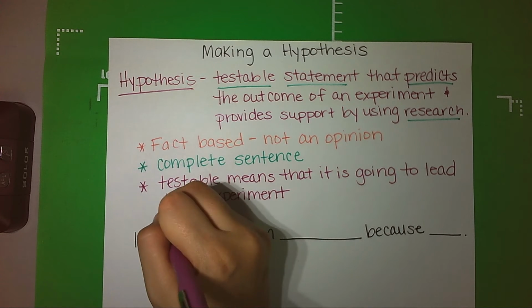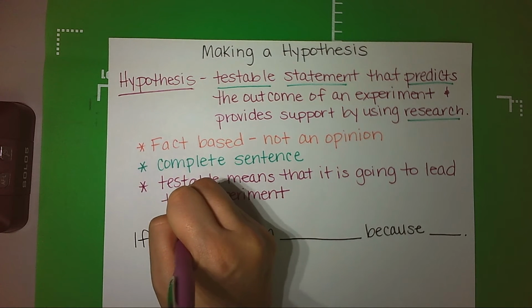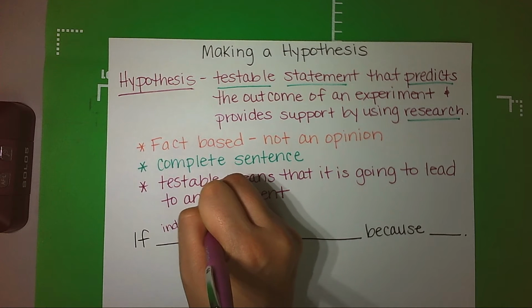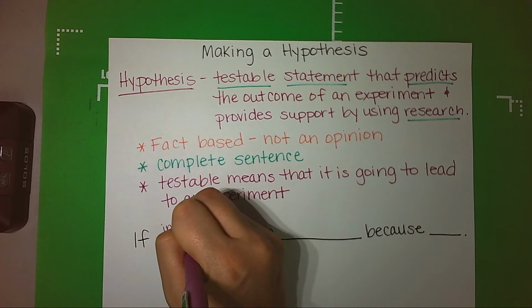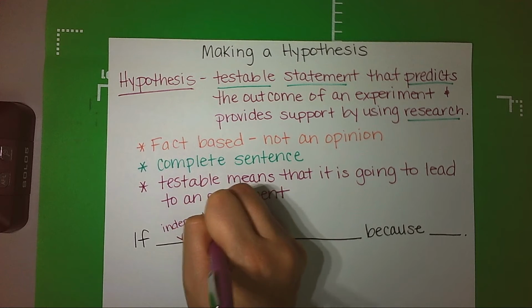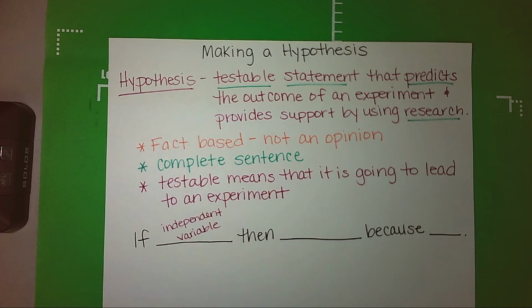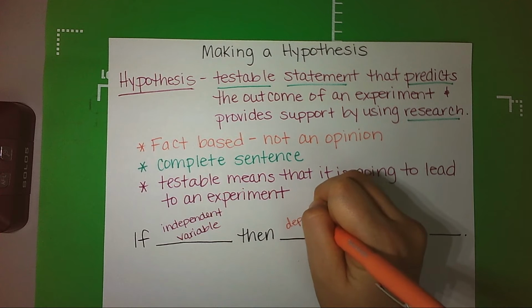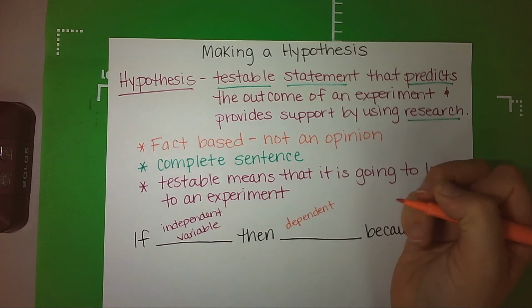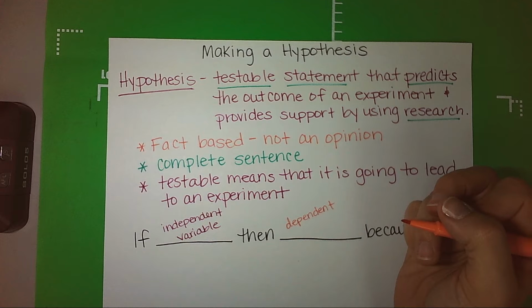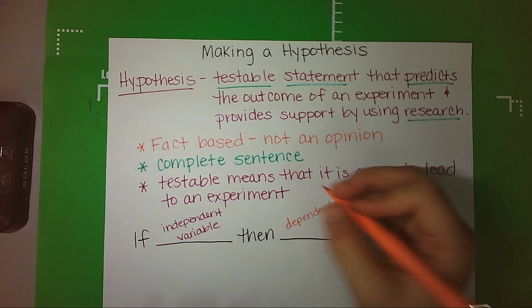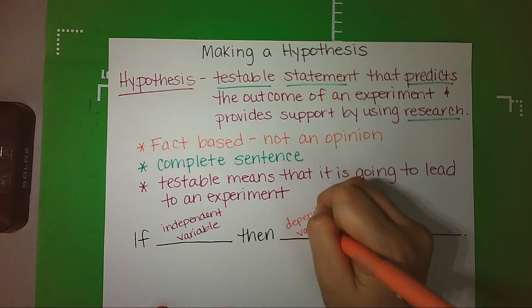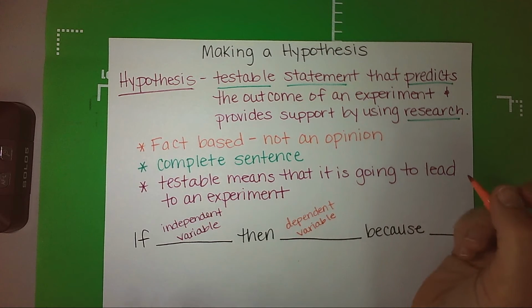So here is where you would place in your independent variable. Okay, so for example, you would say if the amount of sunlight was changed for each plant, then the plant height, so that is our dependent variable. So you have to have your experiment planned out before you can make your hypothesis. And you have to have done your research first.